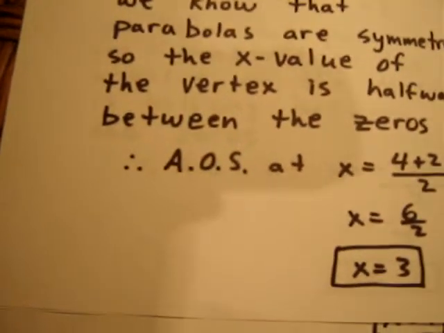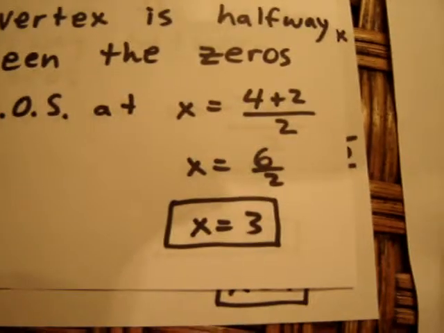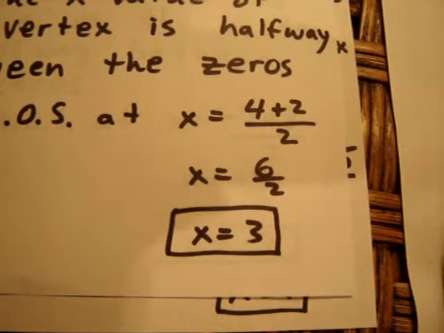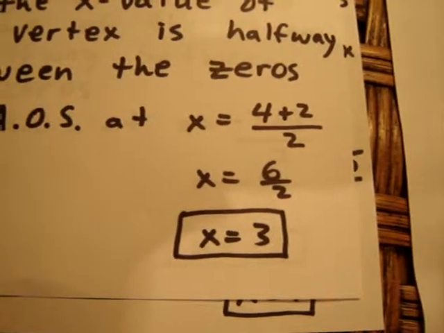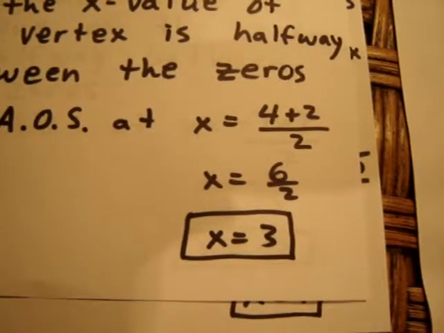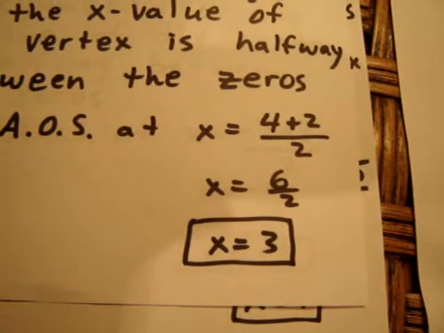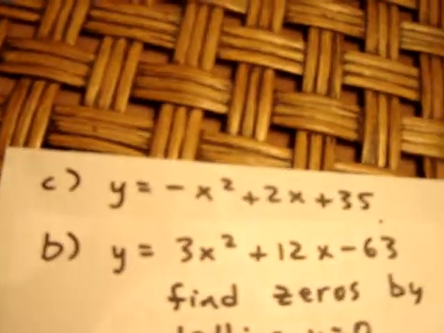Now, one thing that sometimes people will say is the axis of symmetry is 3. That's incorrect. The axis of symmetry is a line. It's a vertical line. The equation of that vertical line is x equals 3. So it's incorrect to say the axis of symmetry is 3. It's correct to say the axis of symmetry is x equals 3, which is a vertical line. Okay, next question here.